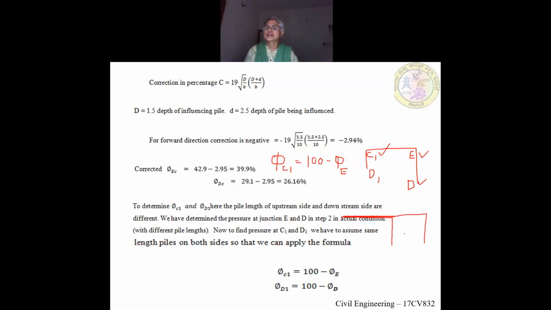So this is also 1.5. This is also 1.5. You have to again recalculate phi E and phi D by considering the same length. Therefore, I've written here to determine phi C1 and phi D1. Here the pile lengths of the upstream side and downstream side are different. We have determined the pressure at E and D in step 2 in the actual condition with different pile lengths. Now to find pressure at C1 and D1, we have to assume the same length of piles on both the sides so that we can apply this formula.